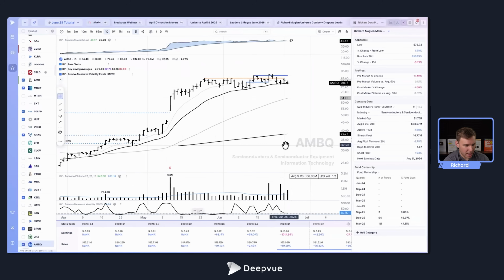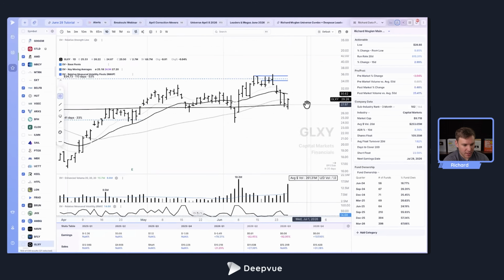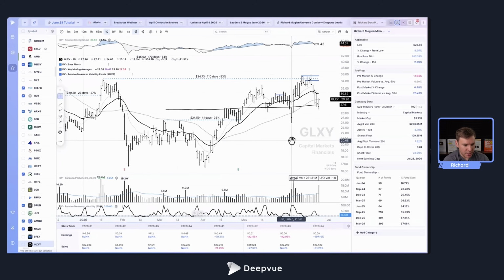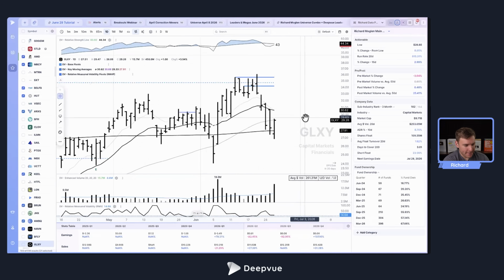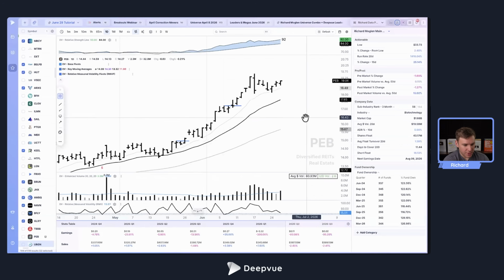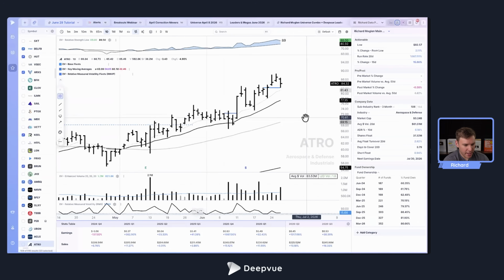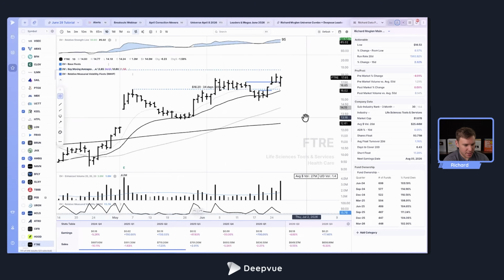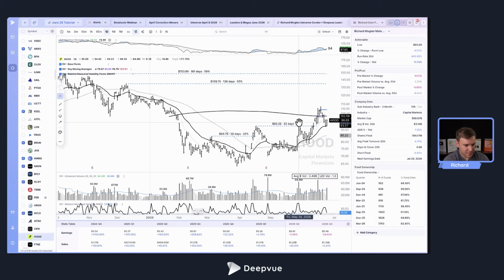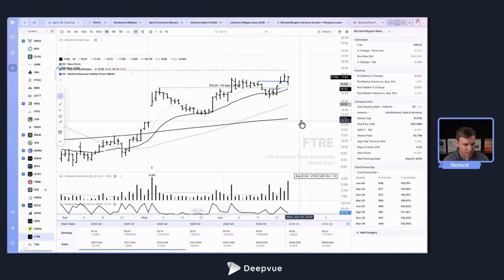Let's go back to the data panel. Navin, probably not actionable because it pushed Friday, but I want to add it here for now. Bfly already pushed. Galaxy looks interesting off the 200-day moving average here. We'll put it for now. So not trying to be too selective here. ACLS will add. Cypher will add. Hood, not really interested. Well, it's off the 21. It's below the 200. Not really interested.